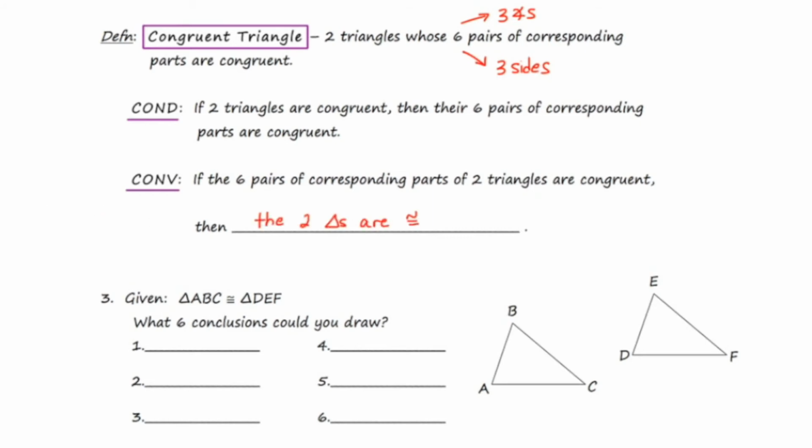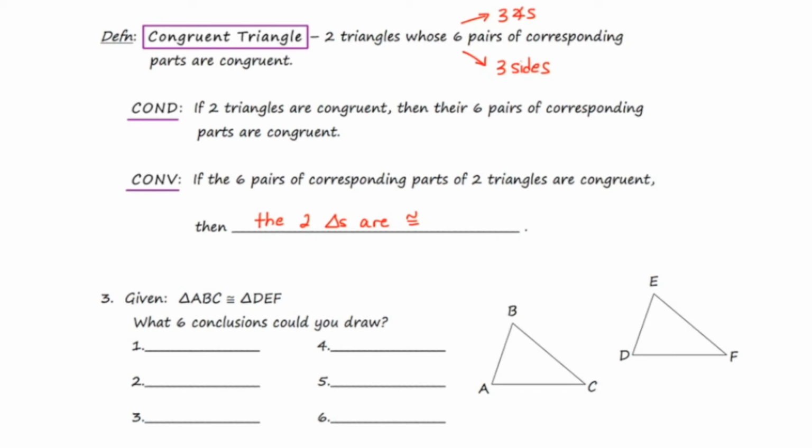Okay, number 3. Given that triangle ABC is congruent to triangle DEF, what 6 conclusions could you draw? Well, according to the definition of congruent triangles, if we have two triangles that are congruent, then we have 6 pairs of corresponding parts that are also congruent. And those are 3 pairs of angles and 3 pairs of sides.